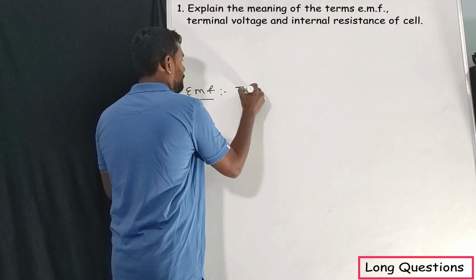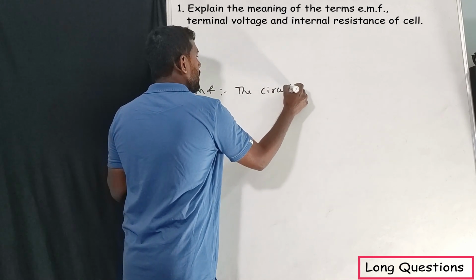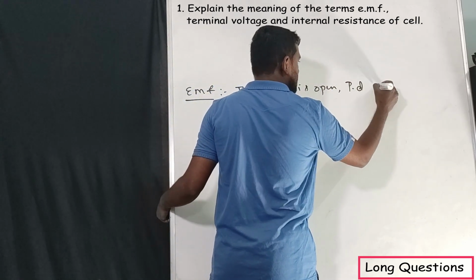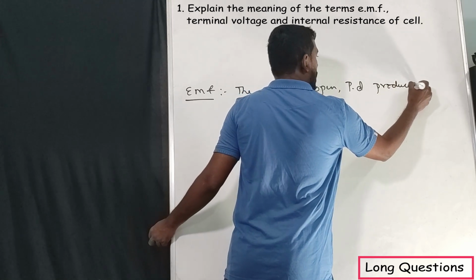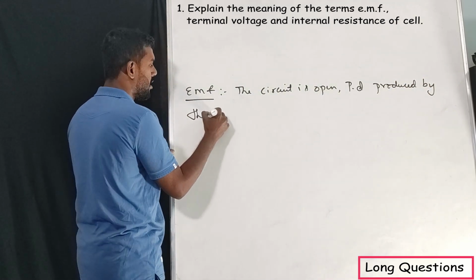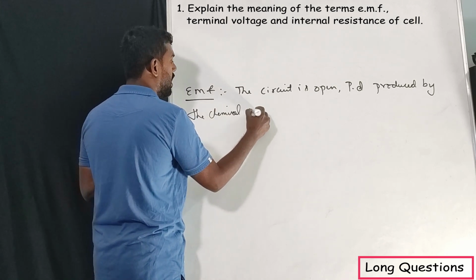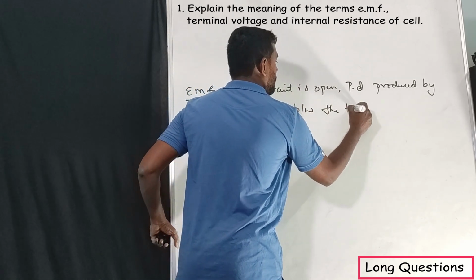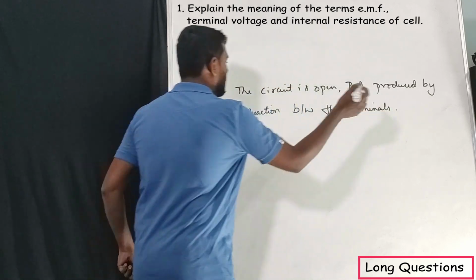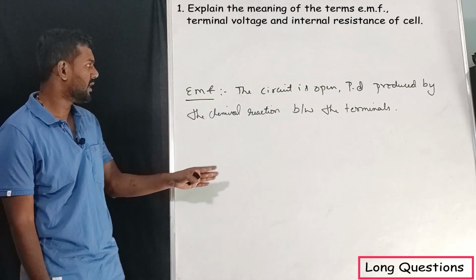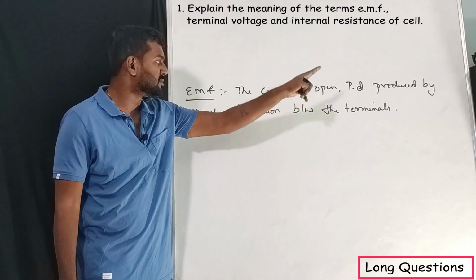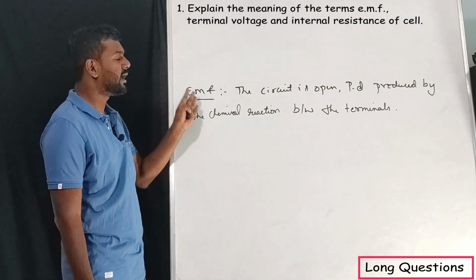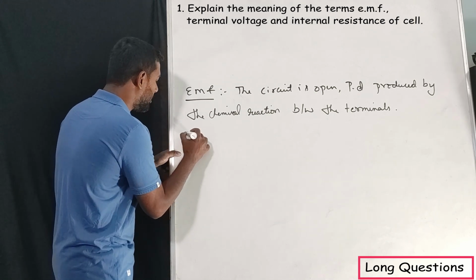When the circuit is open, the potential difference produced by the chemical reaction between the terminals is called EMF, electromotive force. When the circuit is open, the potential difference produced by the chemical reaction between the terminals of the cell or the battery is called EMF. Now we'll talk about the terminal voltage.